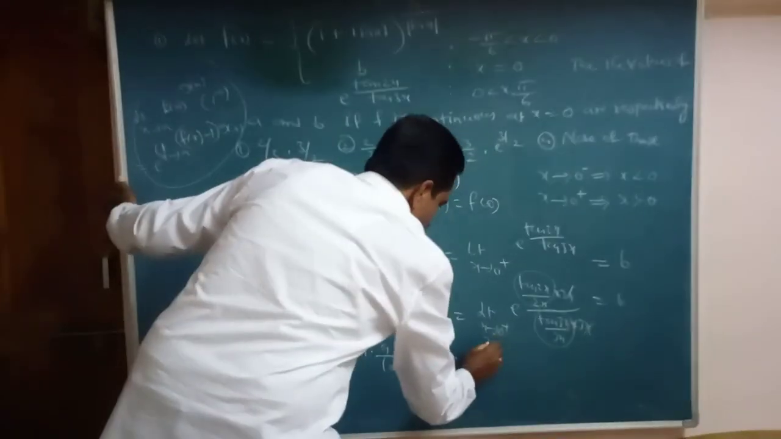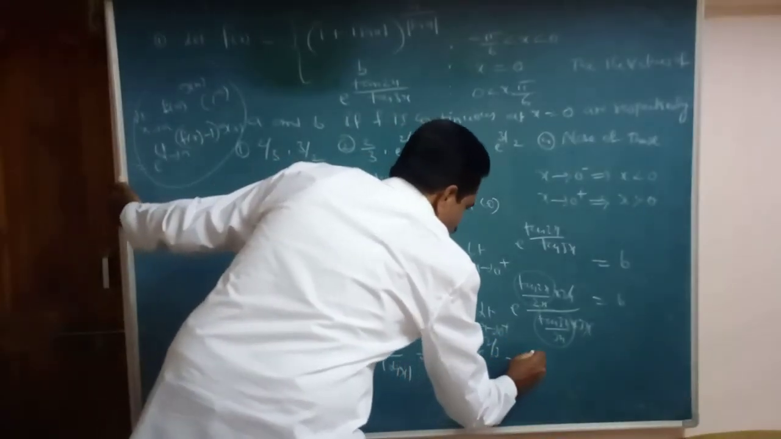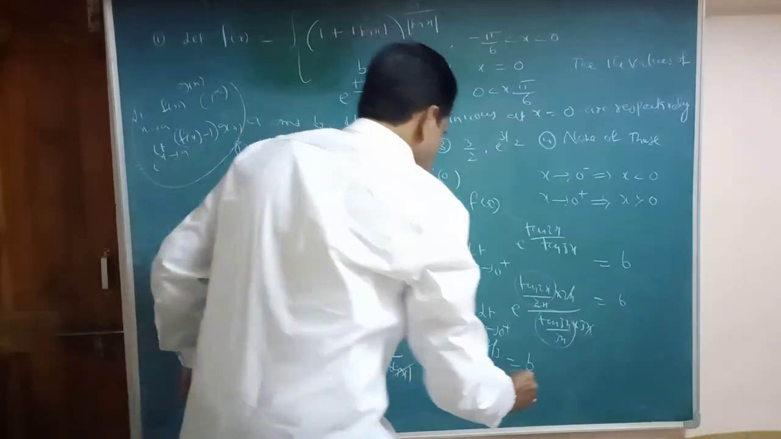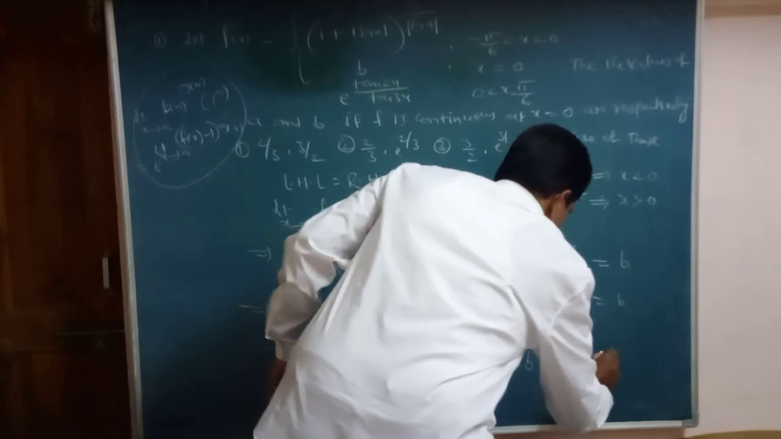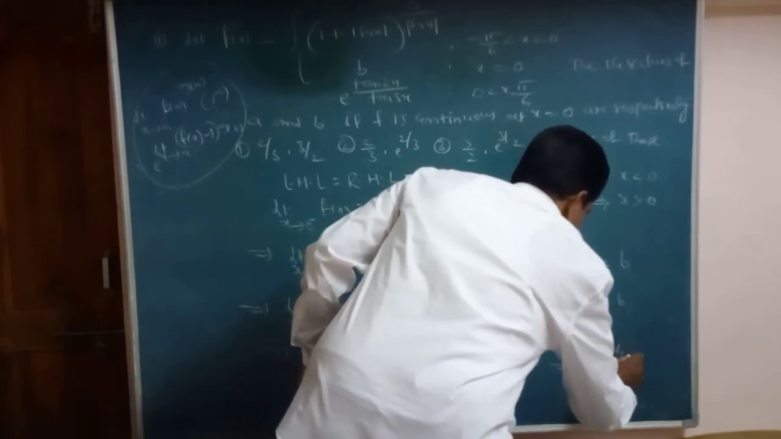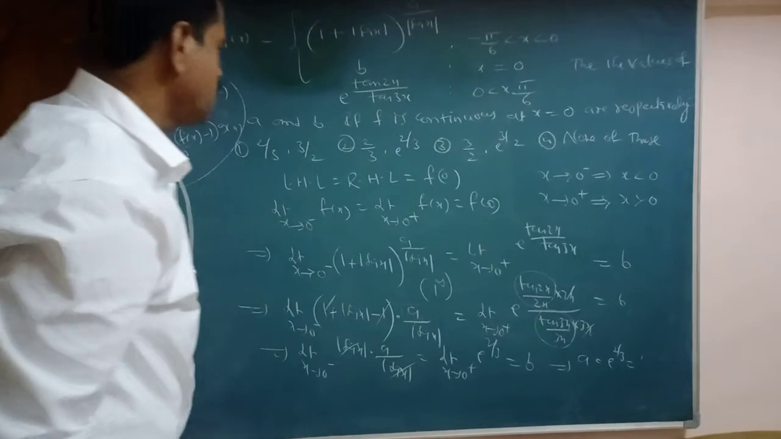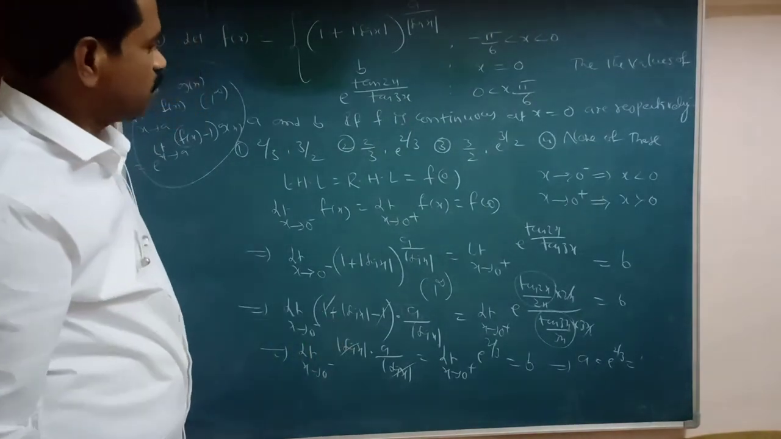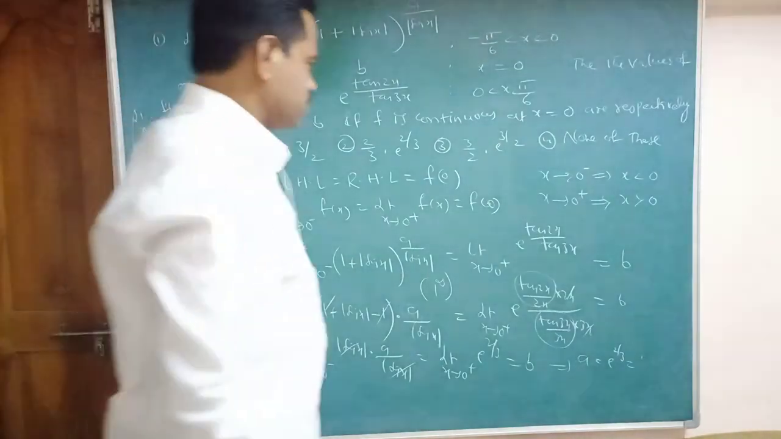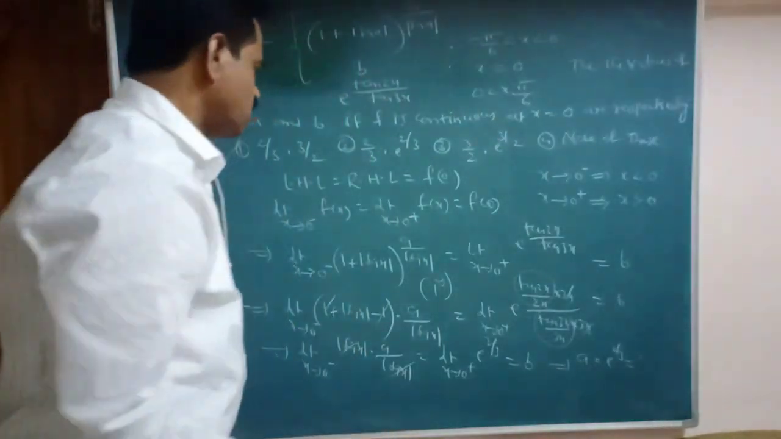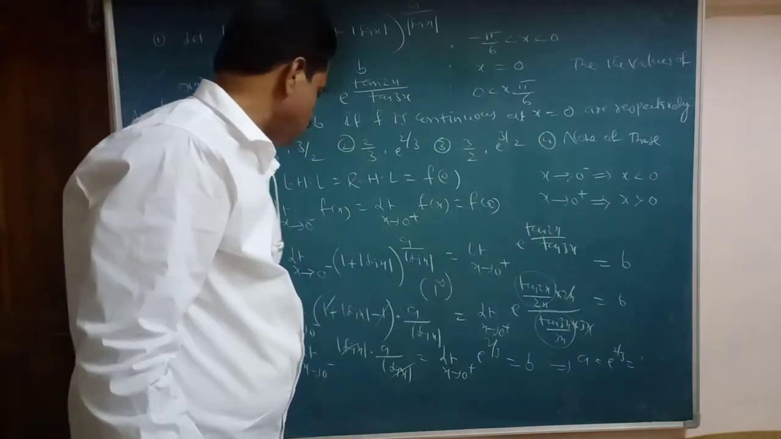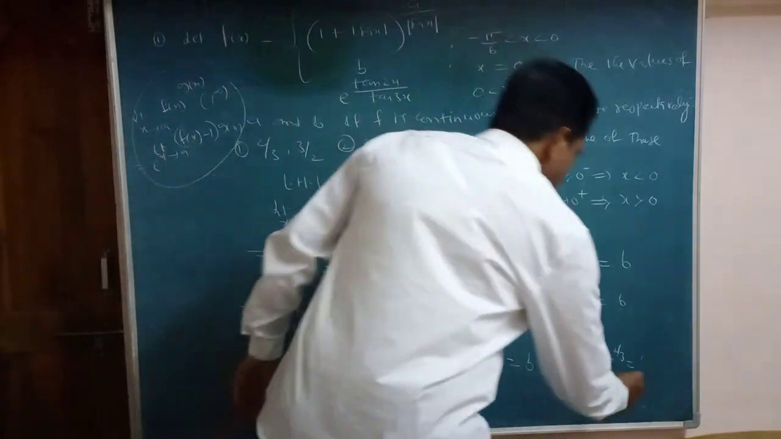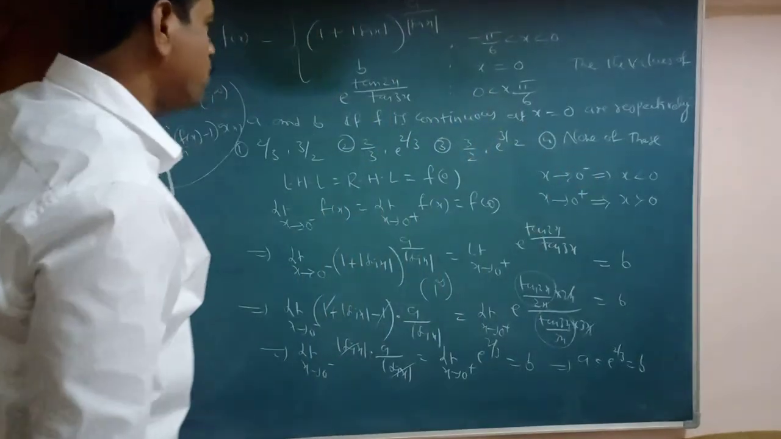The x's also cancel, e power 2 by 3 equal to b. So sin x cancels. That implies a equal to e power 2 by 3 equal to b. Here you take a equal to e power 2 by 3 equal to b. So taking LHL equal to RHL, this value is e power 2 by 3, a equal to e power 2 by 3. So a equal to b equal to e power 2 by 3.